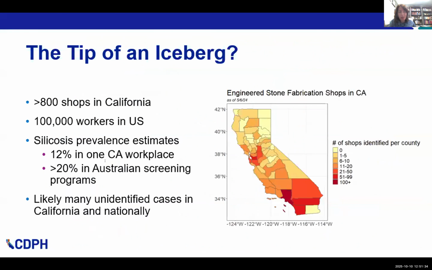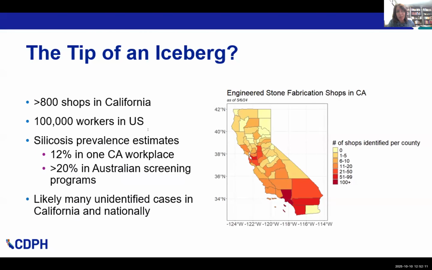And as alarming as these numbers are, we're worried that it's really the tip of an iceberg. We know that there are on the order of 800 or more shops in California from the work we've been doing. We've very roughly estimated that there are on the order of 100,000 workers in the US. And in California, we're not exactly sure how many people work in this industry, but a rough guesstimate would be to take 10% of the national total, since we represent about 10% of the country. So we're talking about thousands of workers in the state who do this kind of work.